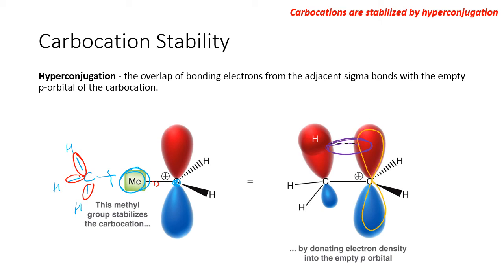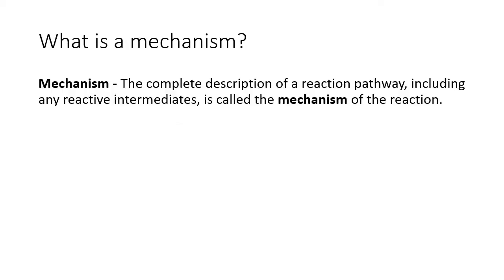So that's hyperconjugation, and that's another stabilizing factor that will make your carbocation more stable. So the more opportunities for hyperconjugation, the more stable the carbocation, and the more opportunities for inductive effects to occur, the more stable that carbocation will be as well.